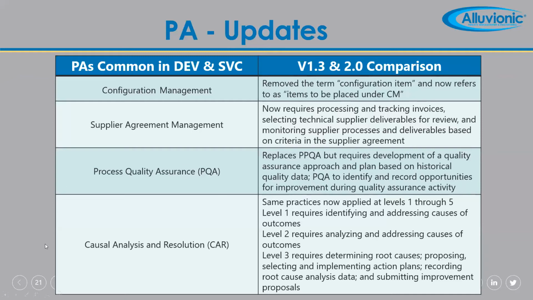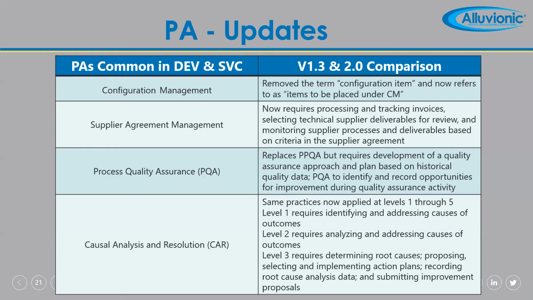Causal analysis and resolution has basically the same practices, but if you're familiar with the model, it was a level 5 process area. Well, now the same practices apply, but at different levels. So at level 1, it now requires you to identify and address causes of outcomes. You don't have to do it statistically or anything, but you have to have a process for how you do that. At level 2, instead of identifying and addressing, it says you have to now analyze and address causes of outcomes, which is a very subtle, as I like to say, slicing the bologna a little thinner.